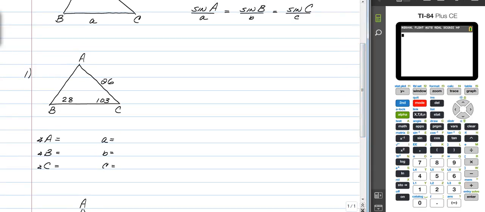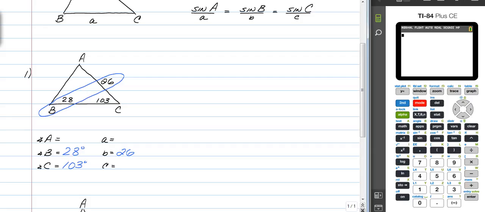Okay, so question number one. We are given that angle B is 28, that angle C is 103, and that little b is 26. Again, you can look at that and say, hey, that's the angle-angle-side pattern. Or you could simply look at the fact that we have a big B and a little b. If you have big B and little b, or big A, big C, little c, you can use the law of sines.